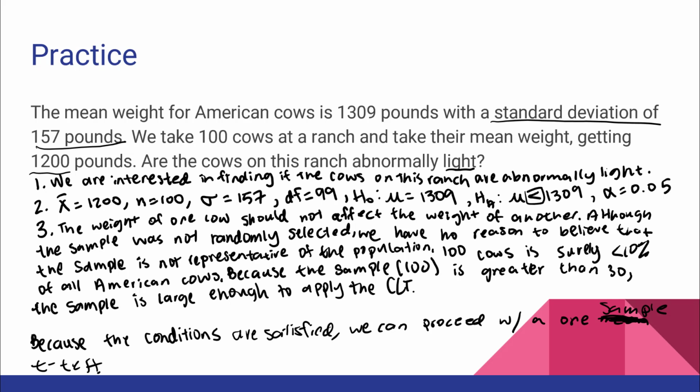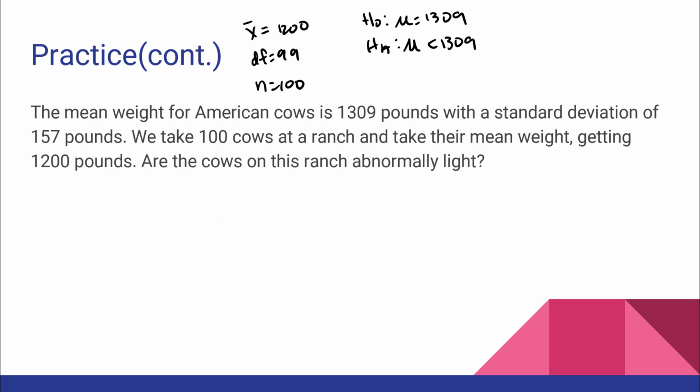You can write this one of two ways actually. You can say either one mean t-test or one sample t-test. I personally use one sample, but one mean also works as well if you want to be more specific about what's going on. So our next step is to get that t-score.